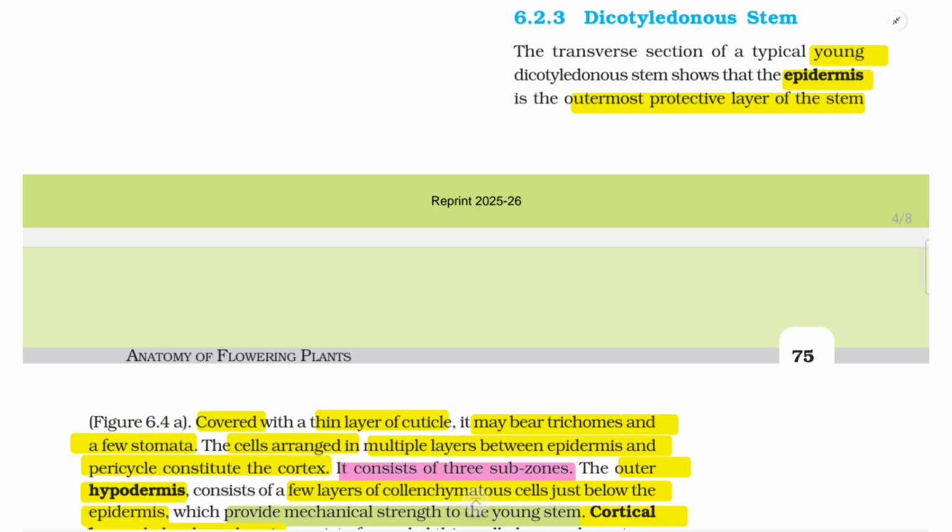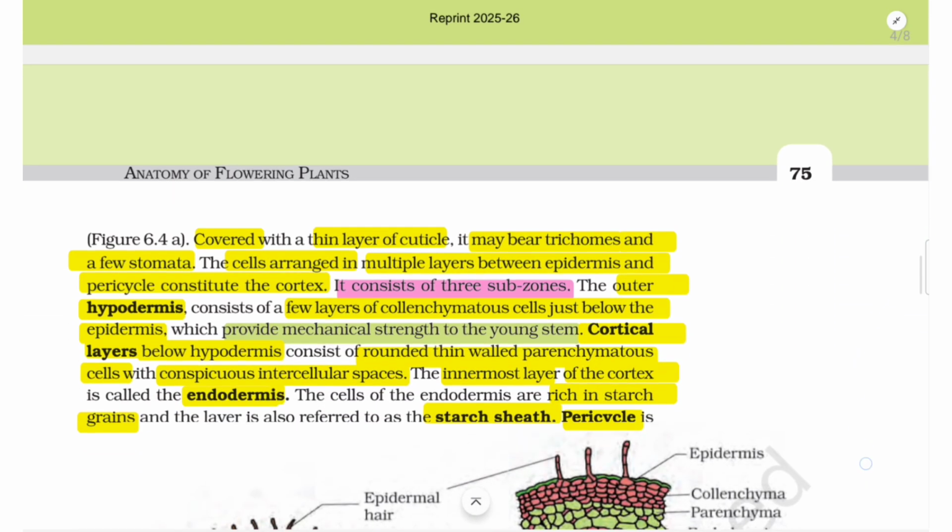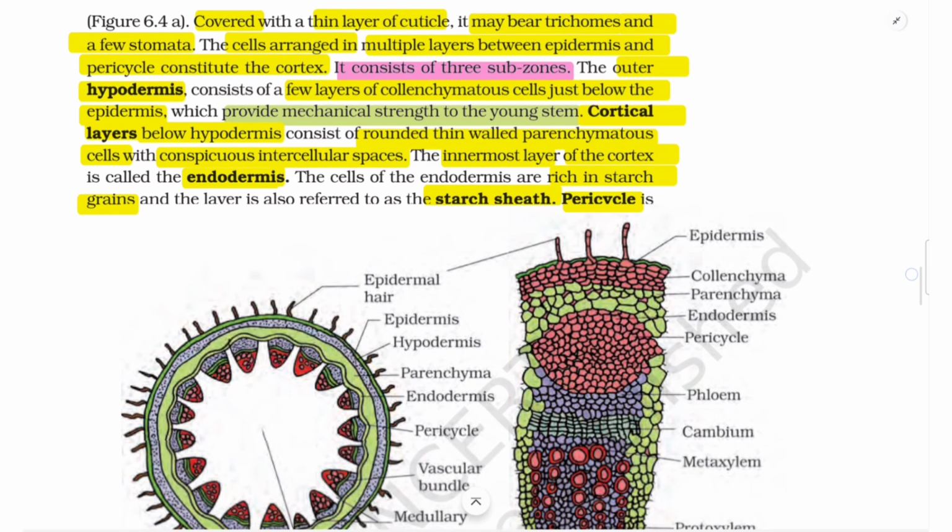6.2.3 Dicotyledonous stem. The transverse section of the typical young dicotyledonous stem shows that the epidermis is the outermost protective layer of the stem, Figure 6.4a. Covered with a thin layer of cuticle, it may bear trichomes and a few stomata. The cells arranged in multiple layers between epidermis and pericycle constitute the cortex. It consists of 3 subzones.